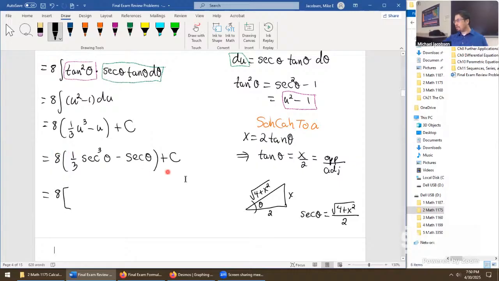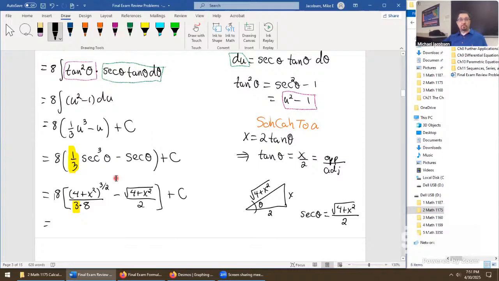8 times cube this. The numerator is going to be 4 plus x squared to the power 3 halves. The halves came from the square root. Denominator is 8. Now it's tempting to distribute the 8 inside to simplify it a bit. Minus... Oh, thanks for spotting that. 1/3 would give us a 3 down below there. Good eye on that one. So 3 down below here. And I just about wrote in secant, but we were actually writing in root of 4 plus x squared over 2 plus a constant.